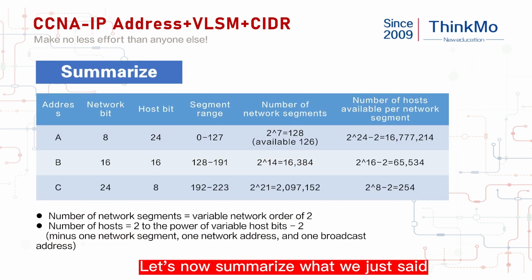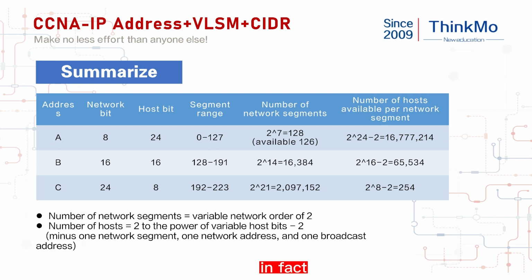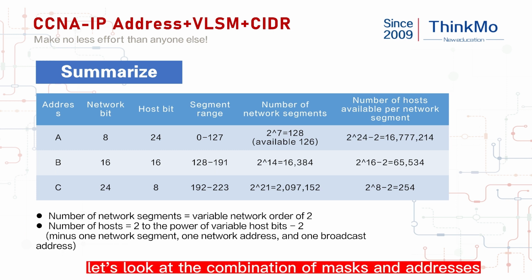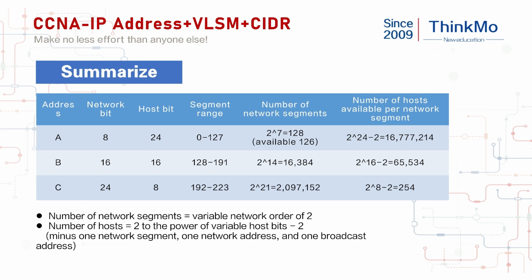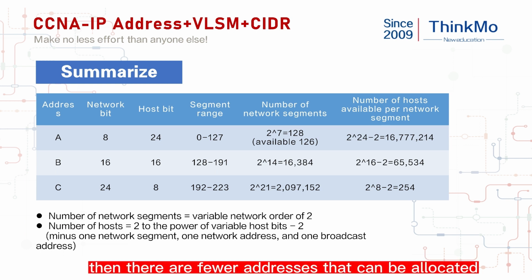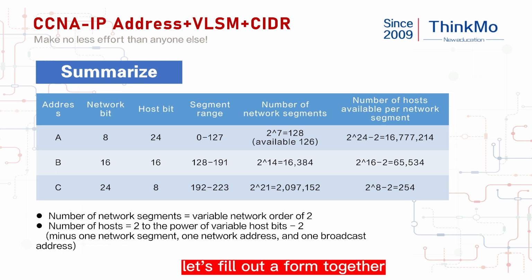Let's now summarize what we just said. The addresses we configure on the device interface are in fact of three types: A, B and C. Let's look at the combination of masks and addresses, and different address ranges, that is, Class A, Class B and Class C. Their network ranges, I've been telling everyone just now. The Class A network segment is larger. The Class C network segment is smaller, so there are fewer addresses that can be allocated. Okay.